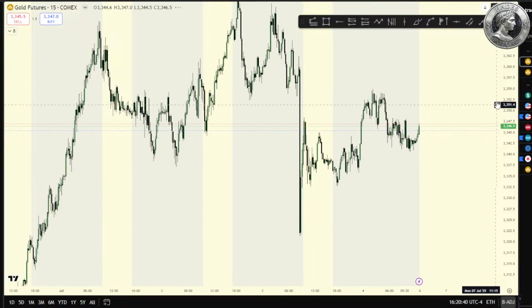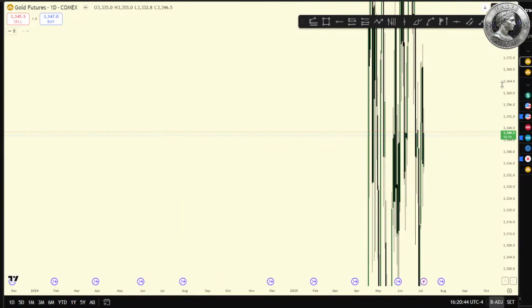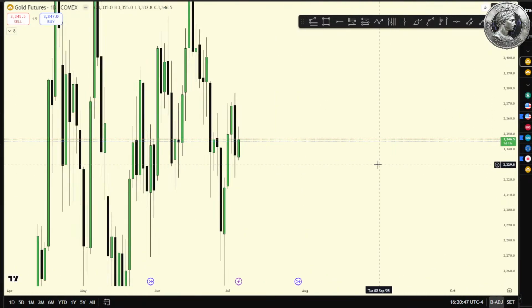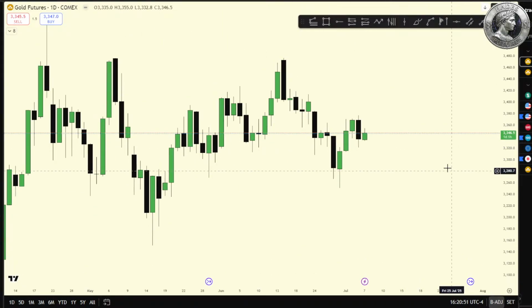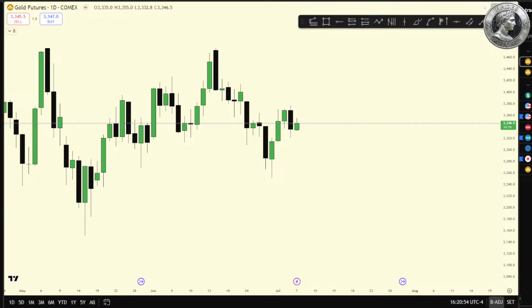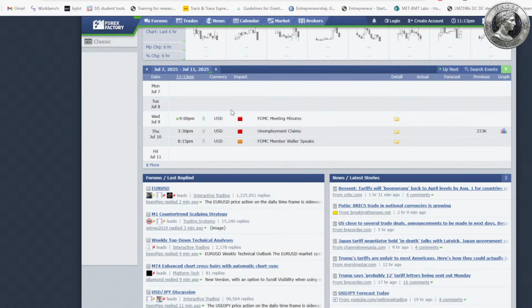Gold's looking like it's gonna be ranging. This is what I'm just trying, I'm making the weekly callout. I understood very late that I made it public. But it's okay, it's a freebie. Sometimes you have to give a freebie.